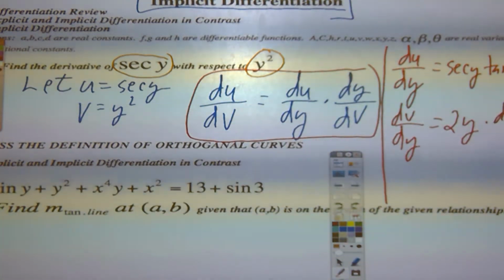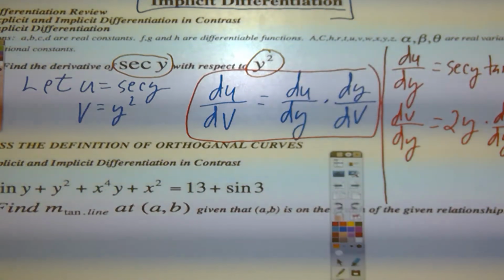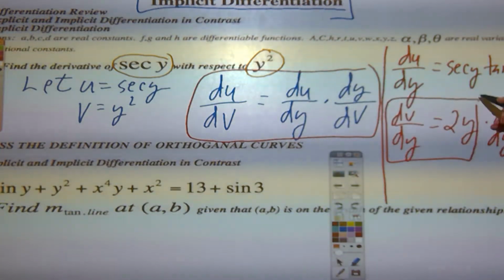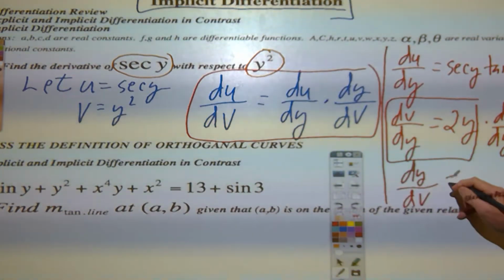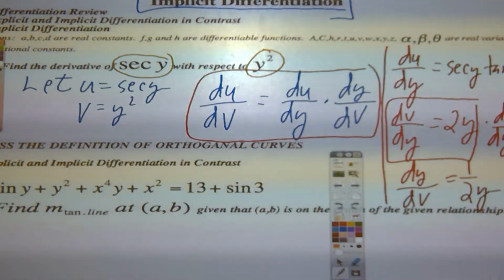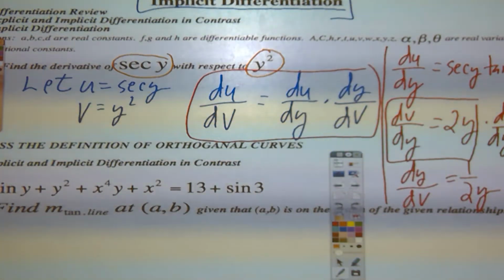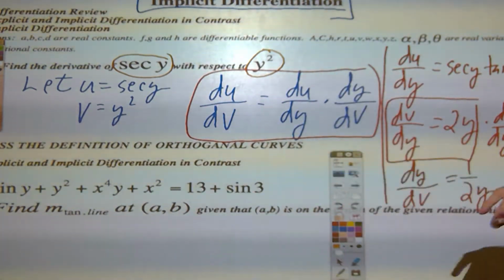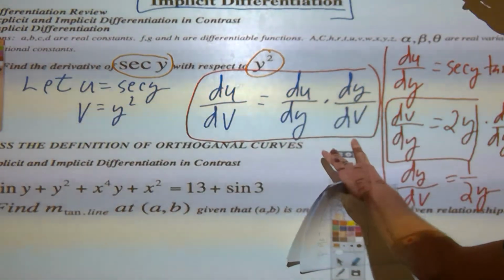2y dy/dy, which is 1. Okay, so did you know that if dv/dy is 2y, then dy/dv is 1 over 2y? Yes, it is that straightforward. So that means that the final answer to this problem, du/dv, which I've run out of room here, so I'm going to put the answer up top.